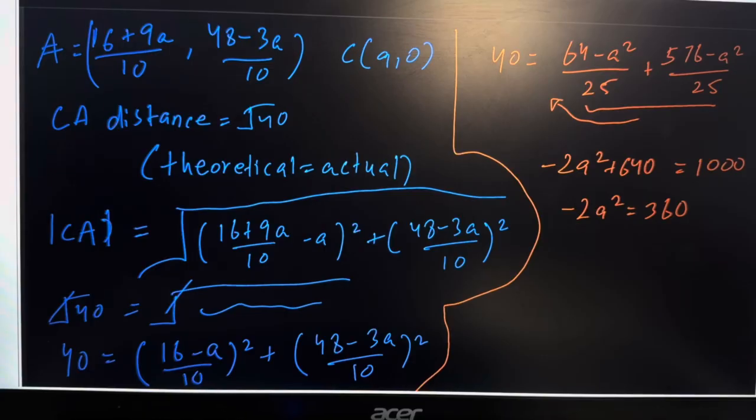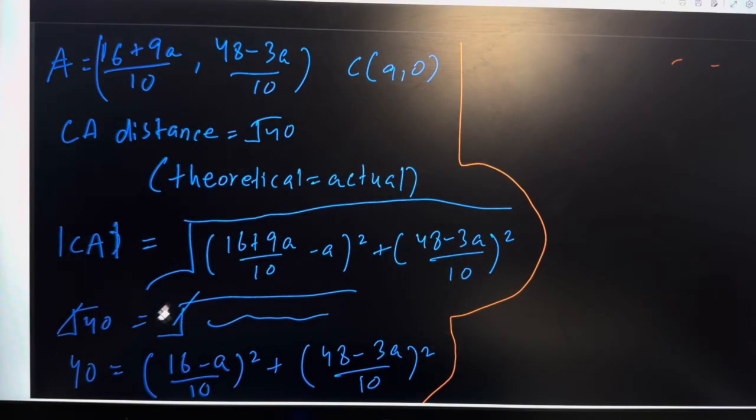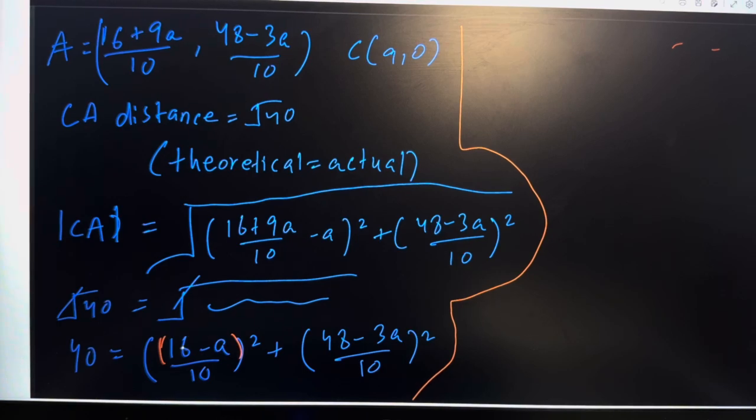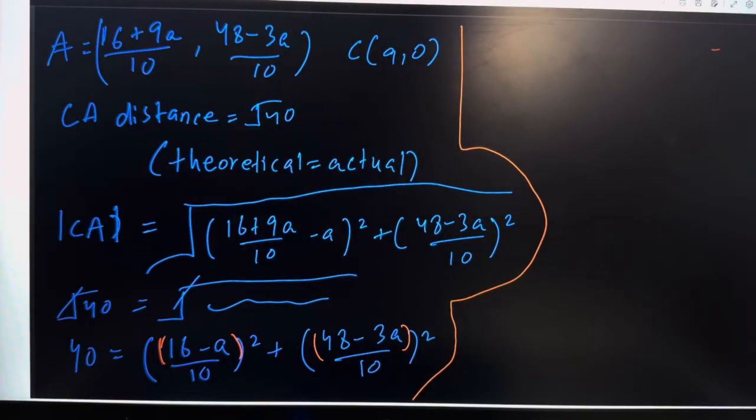Actually, yeah, I think I missed something. Okay, wait. If you look here, this is squaring this whole bracket, right? So we will apply the identity a squared plus b squared minus 2ab to these brackets, and the denominator of course will be 10 squared, which is 100.